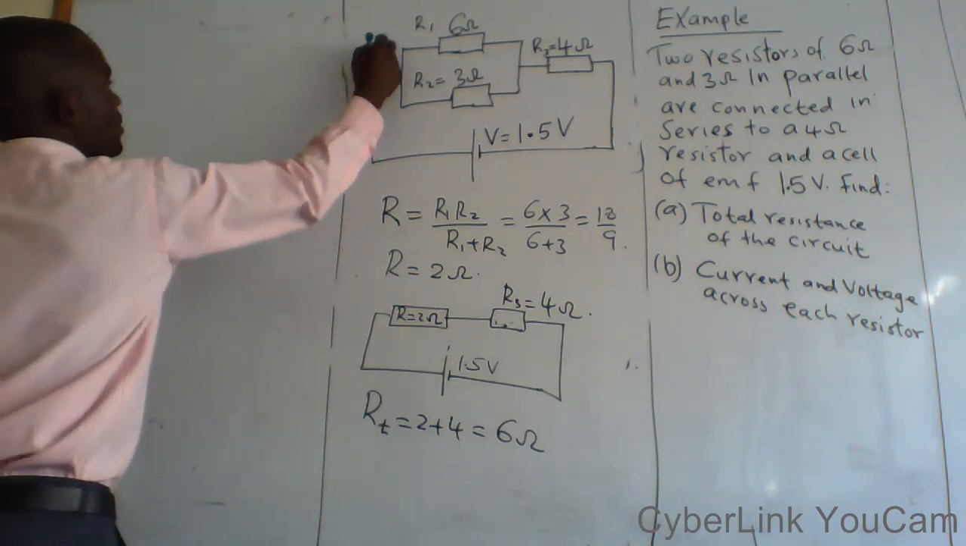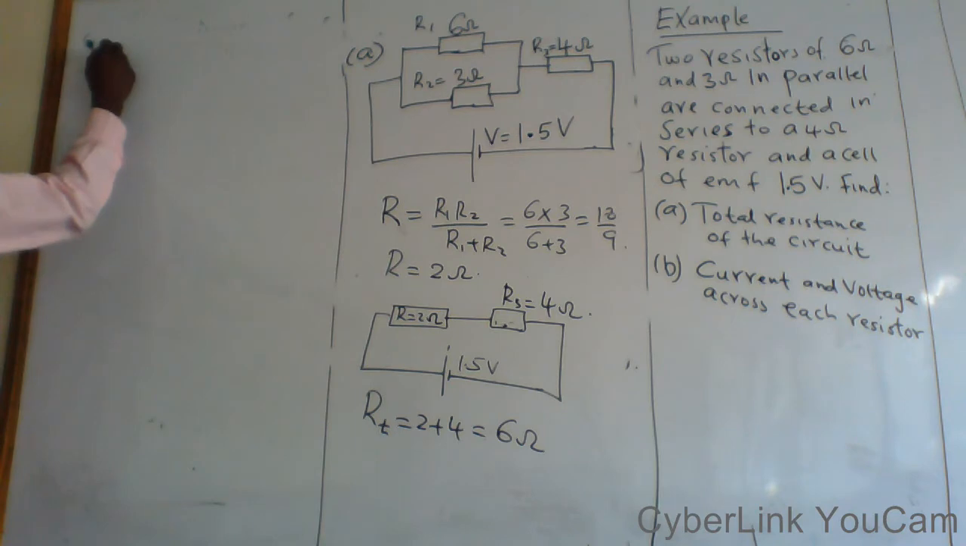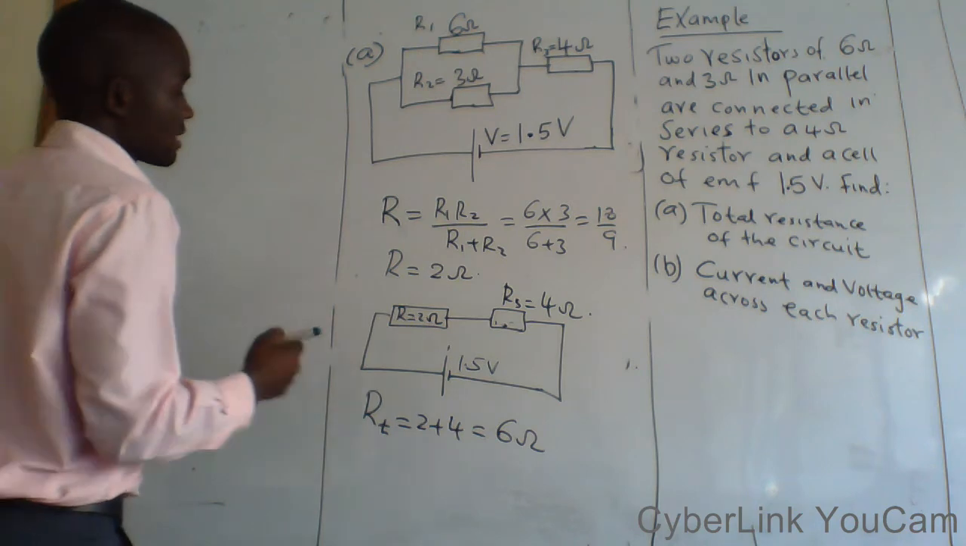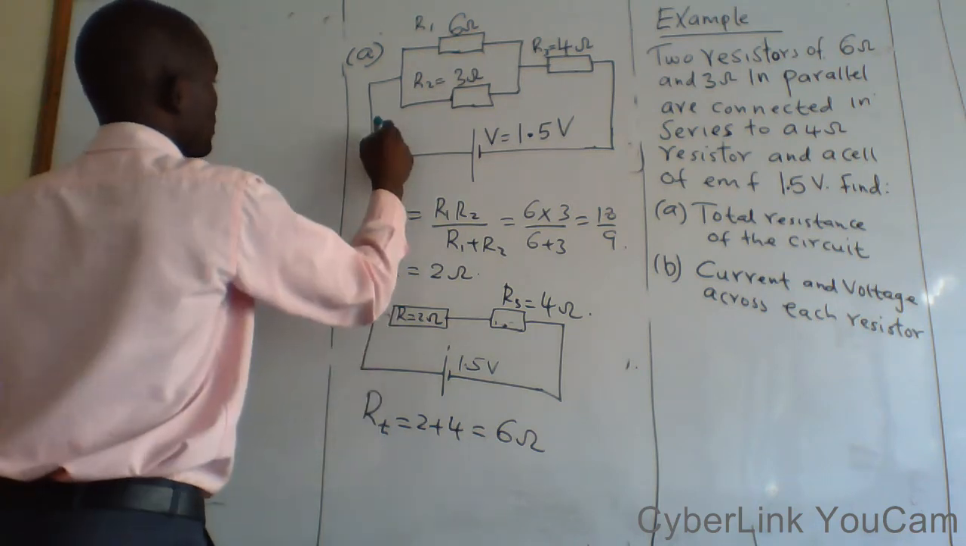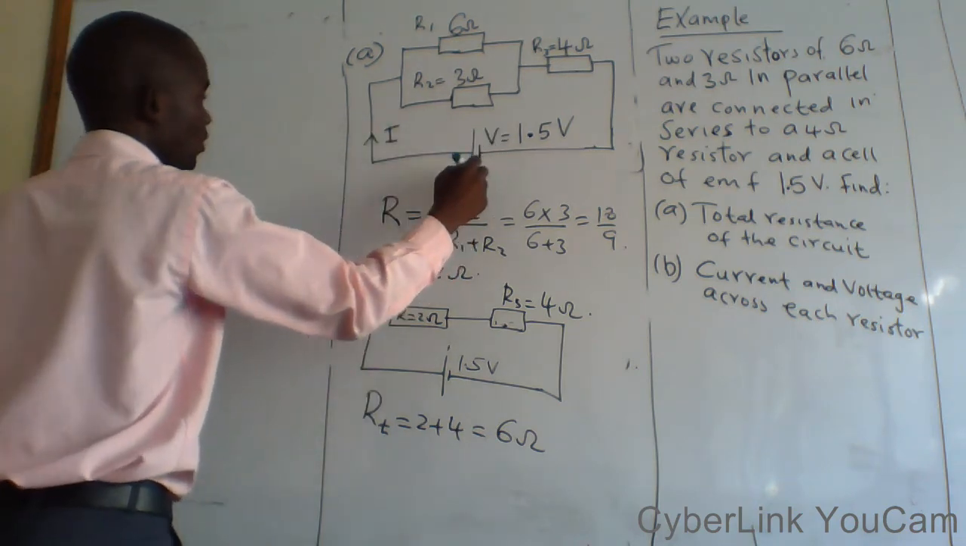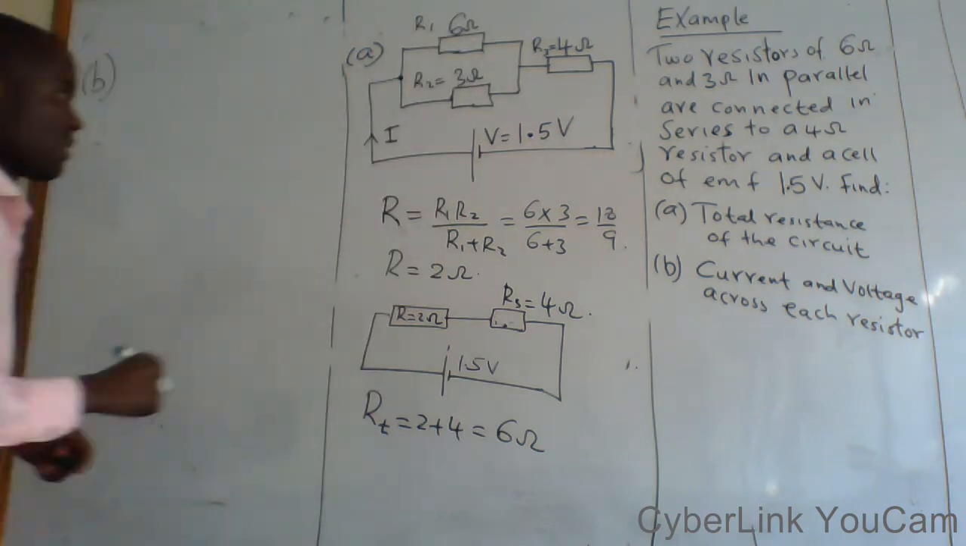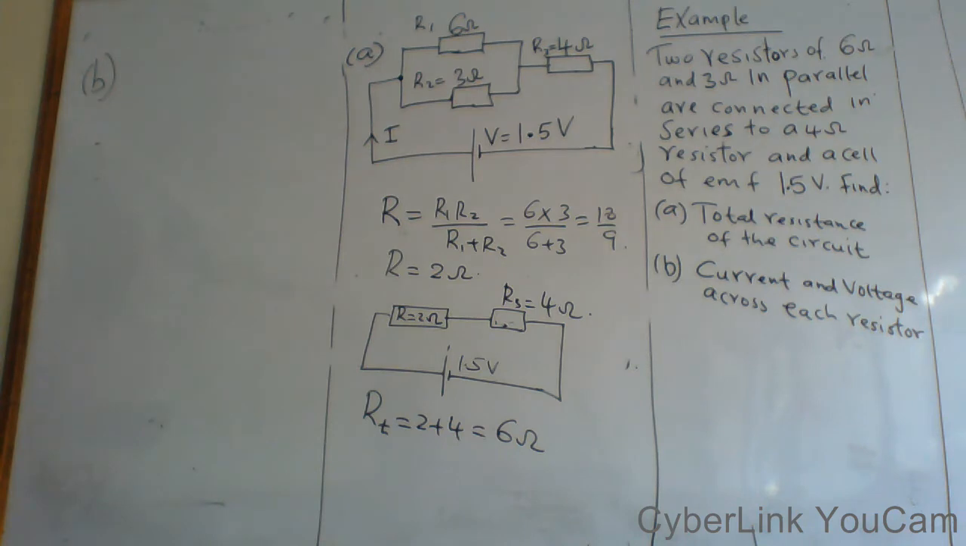Remember, this was our question A. Question B will be current and voltage across each branch. Current across each branch. When the current is flowing in this circuit, it will flow from the source, reach this point, and divide. Another very important point you need to know: in a series connection, current is the same.